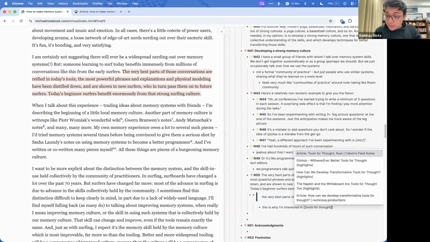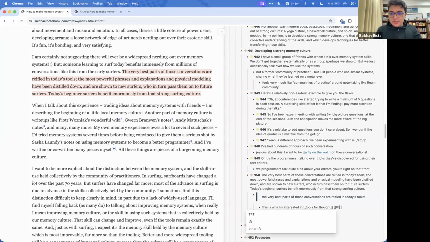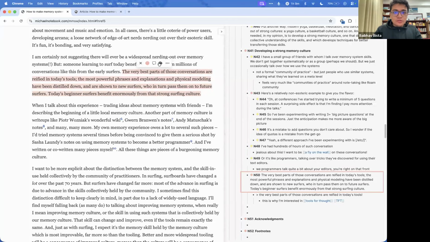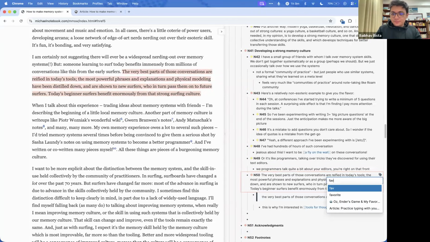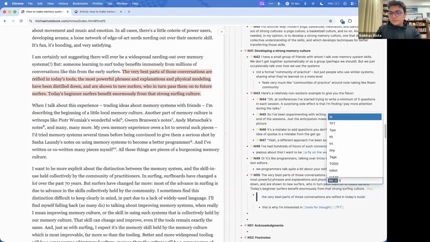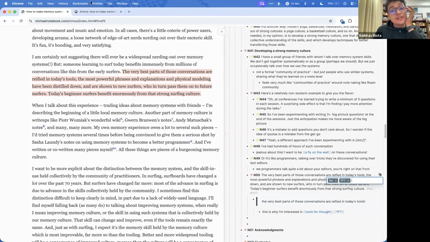Interesting. Maybe I just call it TFT. Yeah. But yeah, I also want to tag this as a favorite. The reason I'm doing that is because I plan on building some sort of memory system on top of these, and that will be highly dependent upon the things I've marked as favorite. So that's why I'm tagging those as I go along.